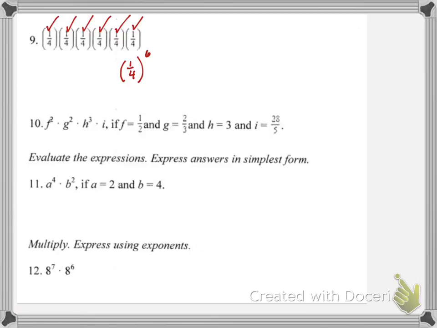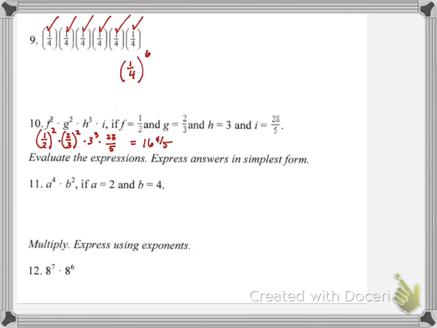For number 10, we are evaluating the expression, which means we're plugging in values. So we have f is equal to 1/2, and we're taking that to the second. G is equal to 2/3, and you're squaring that. H is 3, and we're taking that to the third. And I is 28/5, and so we're filling that in as well. You should be able to plug that all into the calculator and get 16 4/5.